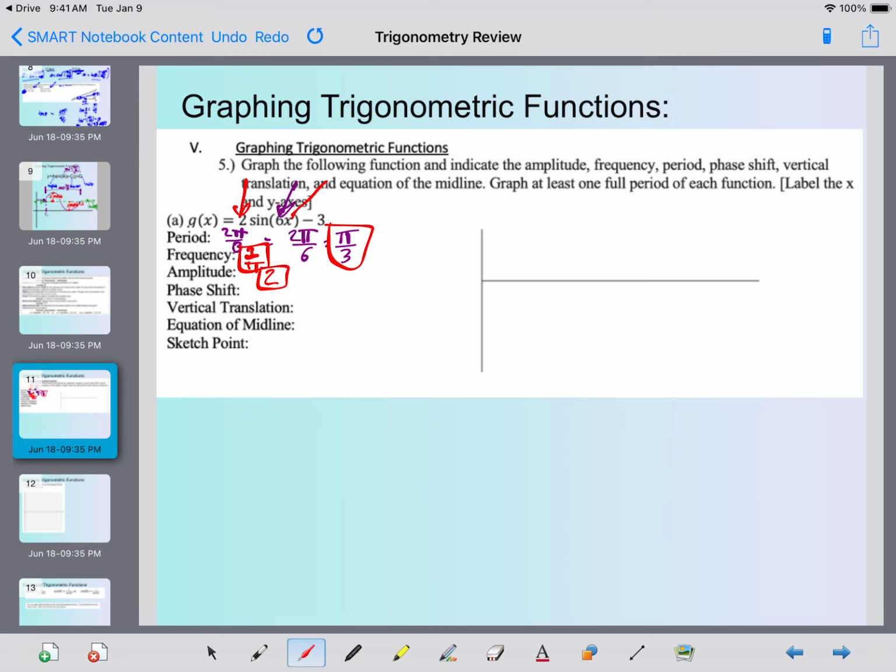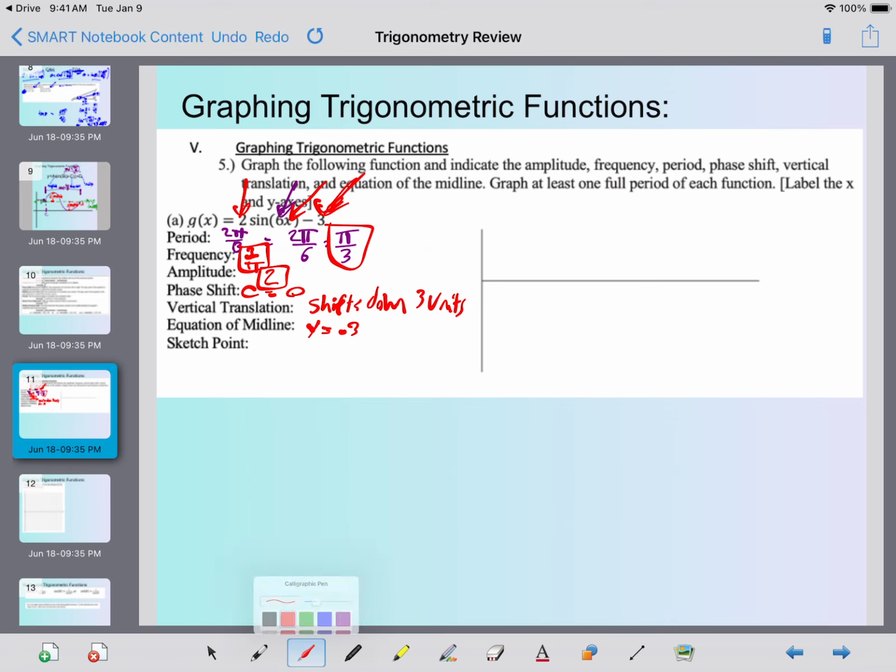Your phase shift, nothing is attached to x in the parentheses by addition or subtraction. So your C is going to be 0. It's going to start at 0. It doesn't shift. Vertical translation, it goes down 3 units. So it shifts down 3 units. Equation of midline, that's just your vertical translation. So y equals -3. Your sketch point, that's going to give you the perfect points where it hits the midline, where it hits the maximum, where it hits the minimum.